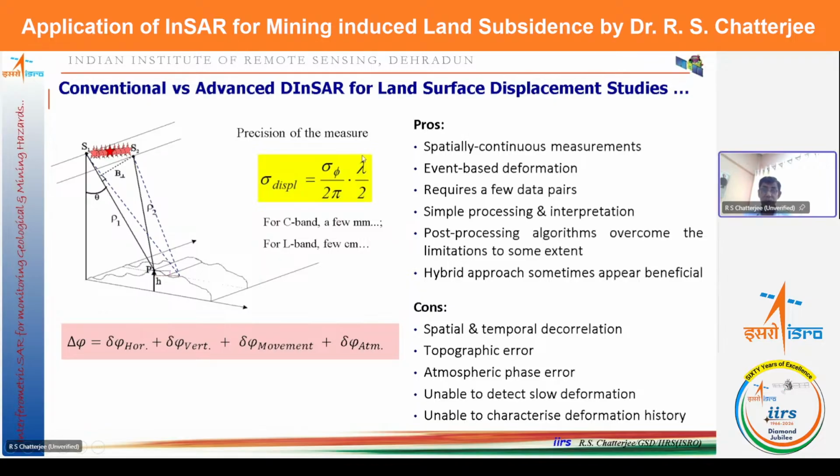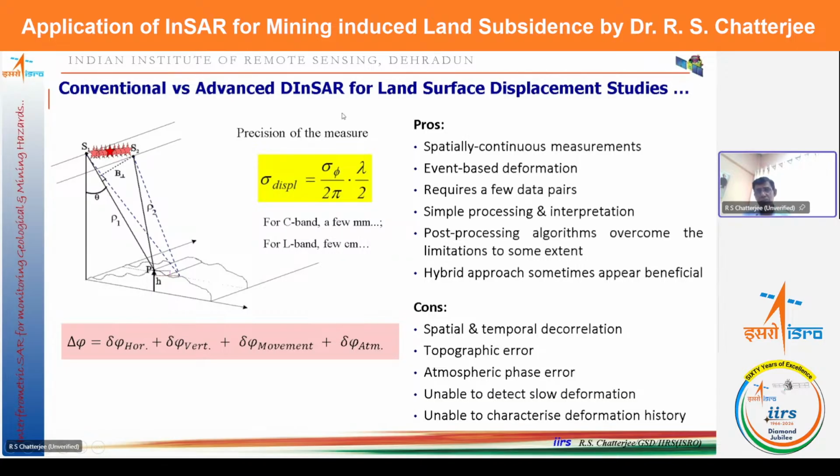And from this path difference, we can estimate how much the pixel has been displaced. There are certain advantages in conventional differential interferometric SAR: it gives you spatially continuous measurements for a particular event. You need only one image before the event. For example, if it is an earthquake, not in the case of mining-induced subsidence, you need one image before the earthquake and another image after the earthquake. That's all. Then you generate the interferogram and you will get the displacement due to the earthquake, isn't it? So using just a few data pairs, you can manage the show. And this processing is quite simple, much simpler than advanced InSAR.